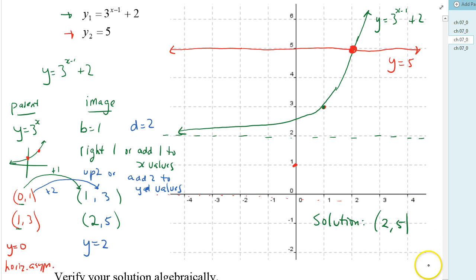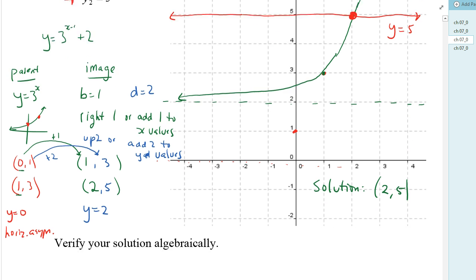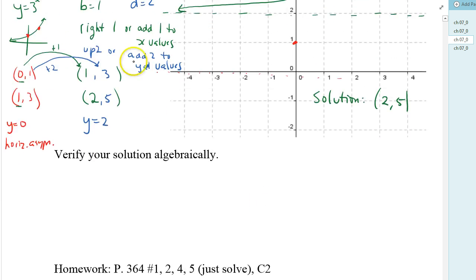And I think that's what the very next part says underneath. Verify your solutions algebraically. So to verify means to plug in a number and find out whether it's true. So let's just see. y is equal to 5. That is 2, 5 is a point on y equals 5. That's nice.